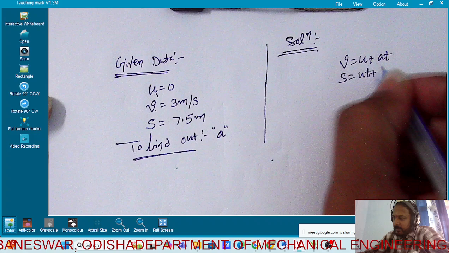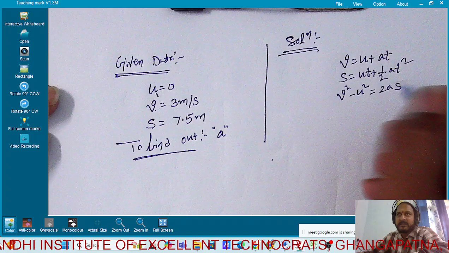So the third one: v square minus u square is equal to 2as. In that way you have to find out which equation to use, depending upon the parameters that are given to you. So we are using this equation v square minus u square is equal to 2as. Let us substitute here: 3 square minus 0 square is equal to 2 into a into 7.5.